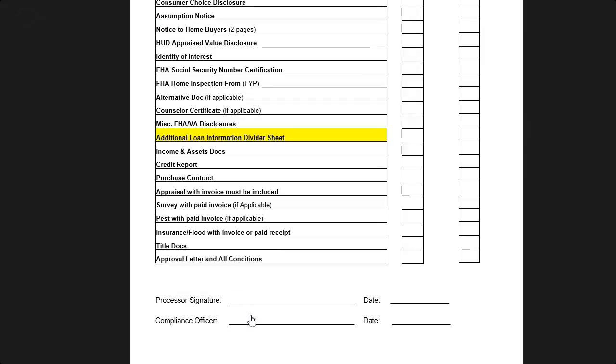Now, all the way on the bottom, you're going to sign as the processor, and if there is a compliance officer, they're going to sign as well. Now, remember, not all of these documents are going to be required for each and every package, but many will be required. So make sure that you verify which ones are specific to your state.